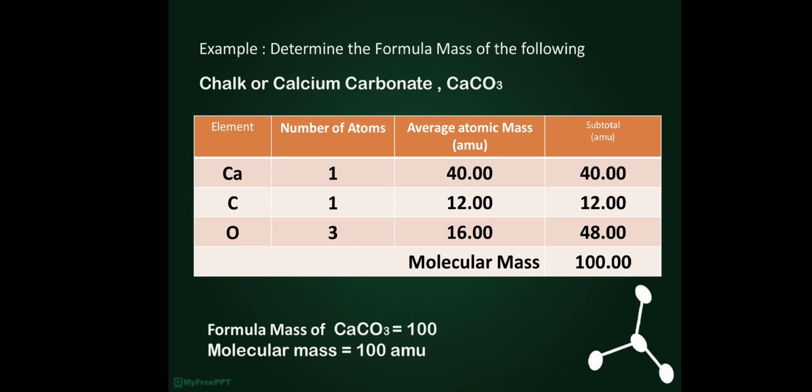48.00. So the last part that you're going to do is just add the 3 answers. We have 40.00 plus 12.00 plus 48.00 is equal to the formula mass or molecular mass, 100.00. Okay, the formula mass of calcium carbonate is equal to 100. And the molecular mass is equal to 100 atomic mass units. So it's very simple. That is the answer for example number 1, the chalk or calcium carbonate.